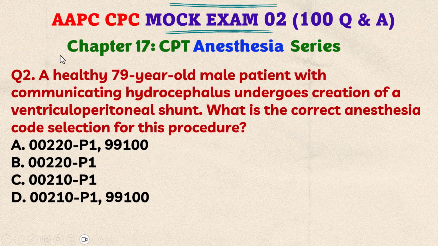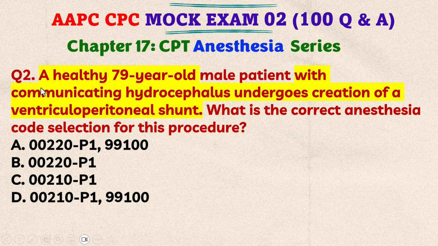Question number 2. A healthy 79-year-old male patient with communicating hydrocephalus undergoes creation of a ventriculoperitoneal shunt. What is the correct anesthesia code selection for this procedure? So there are 4 answers available. Take your CPT code book and find the answer.